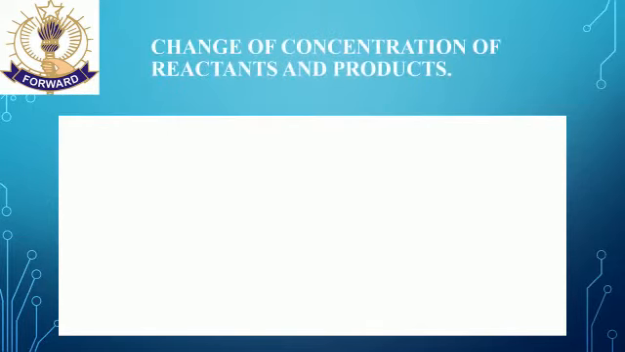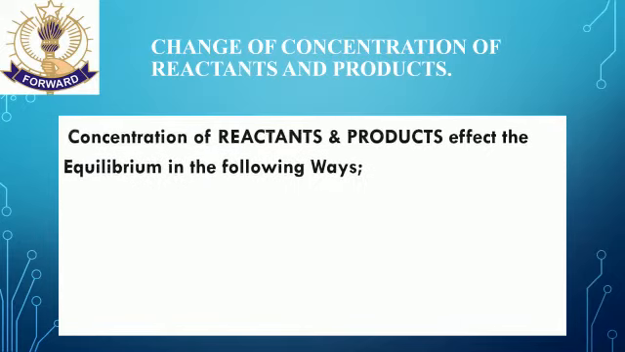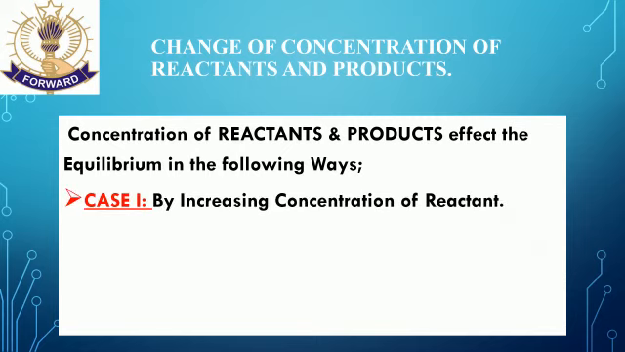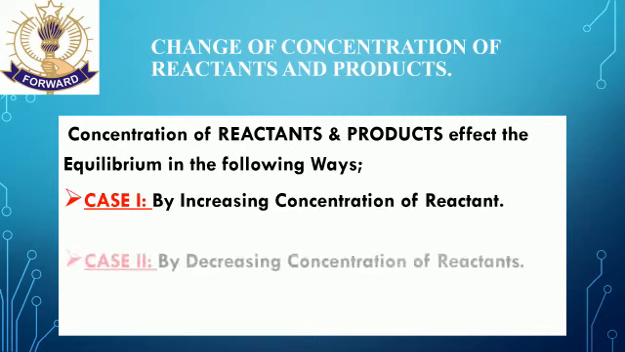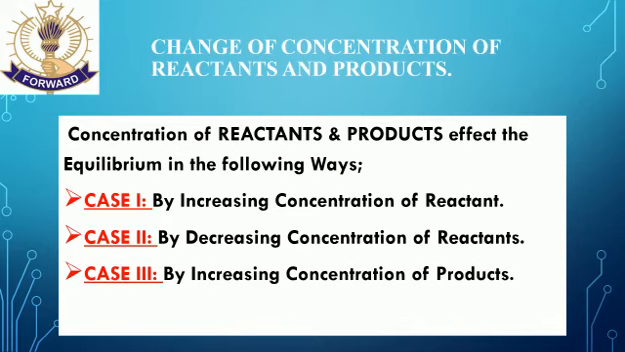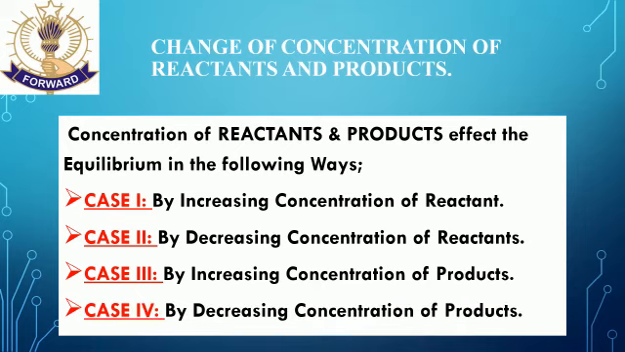Dear students, today in this lecture we will discuss the change of concentration of reactants and products. In this factor, we will discuss 4 cases. Case number 1 is by increasing the concentration of reactants. Case 2 by decreasing the concentration of reactants. Case 3 by increasing the concentration of products. Case 4 by decreasing the concentration of products. Now we will discuss each case in detail.